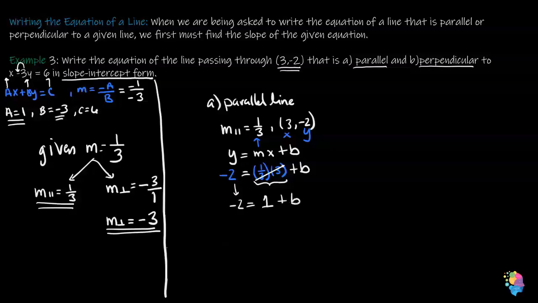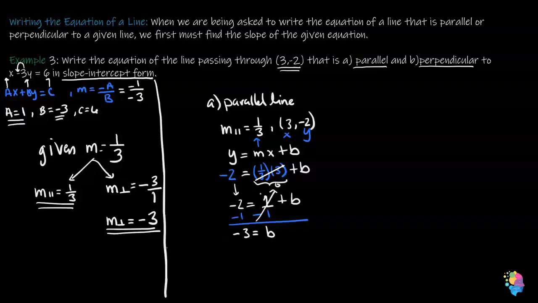We're almost there. To solve for b, I need to move this positive 1 to the other side of the equation. Since it's a positive 1, we're going to subtract 1 from both sides. From left to right, -2 minus 1 will be -3. Same sign, we add and keep the sign. On the right side, 1 minus 1 will go to 0, leaving me just b.